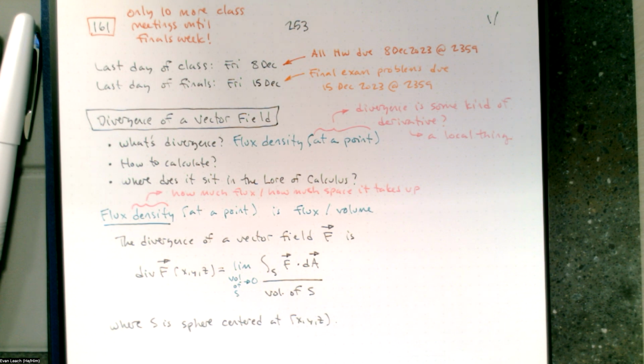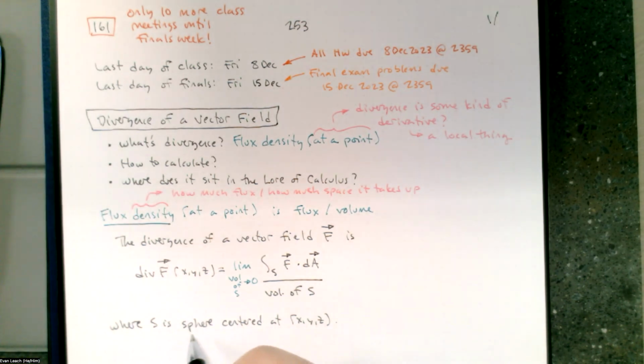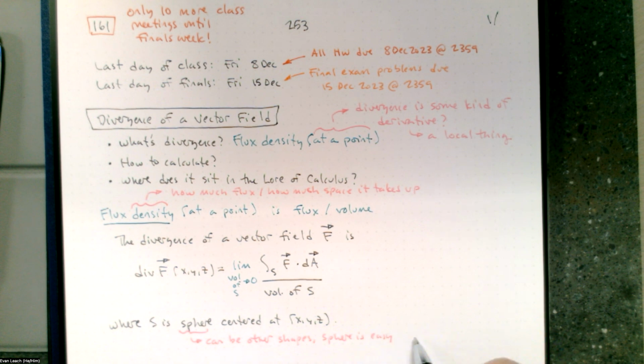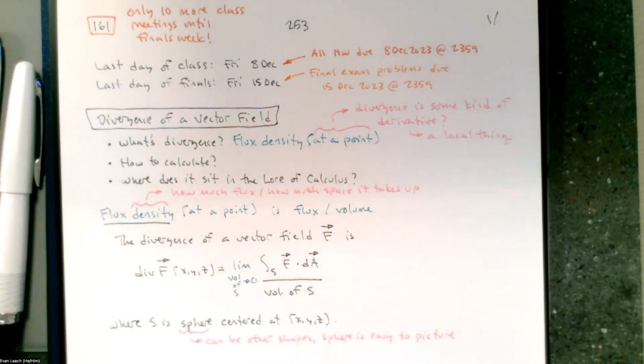Now, for this, we're using a sphere in this case because it's easiest to see. Imagine a sphere shrinking down to a point. But we can use almost any kind of shape that we want. We have some kind of volume that's shrinking down to 0. It doesn't have to be a sphere. Could be some other type of volume. It's just easier to picture a sphere shrinking down to a point.